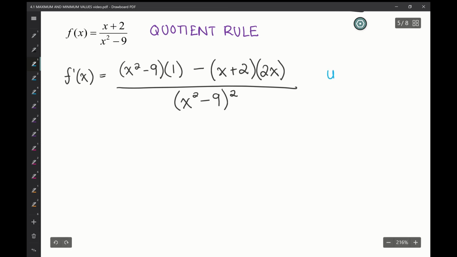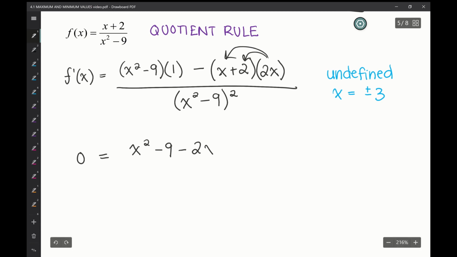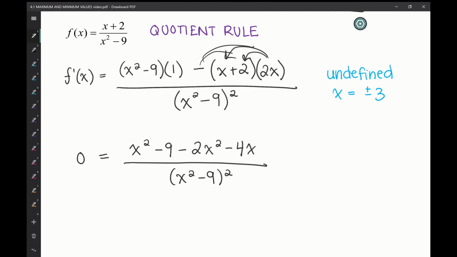Okay. So let's look at where this derivative is undefined. It will be undefined when our denominator is equal to 0. So that's where x is equal to positive or negative 3. Then we want to solve this for 0. So we'll need to do a bit of simplification. So we have x squared minus 9, minus, if I distribute that 2x to each term in the x plus 2, that gives me 2x squared plus 4x. Oh, but I also have to distribute the negative, so that's minus 4x. All over, I'm going to keep this factored, so all over the quantity x squared minus 9, squared.